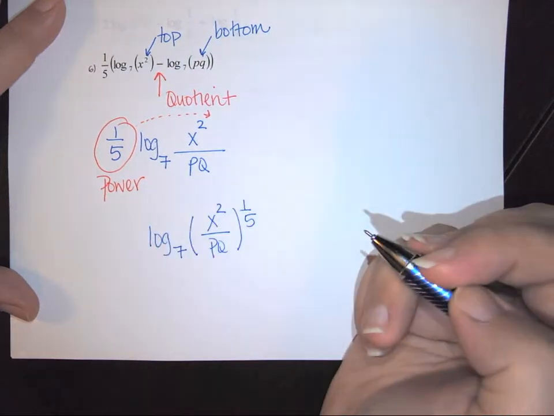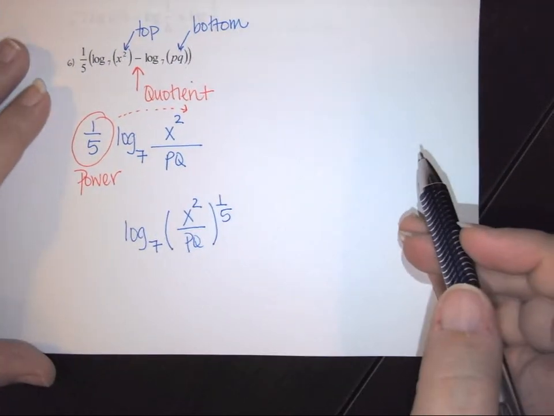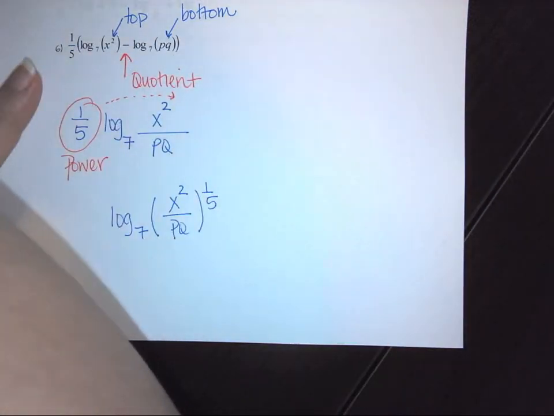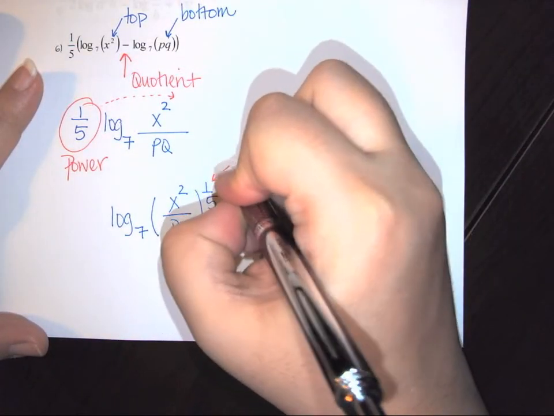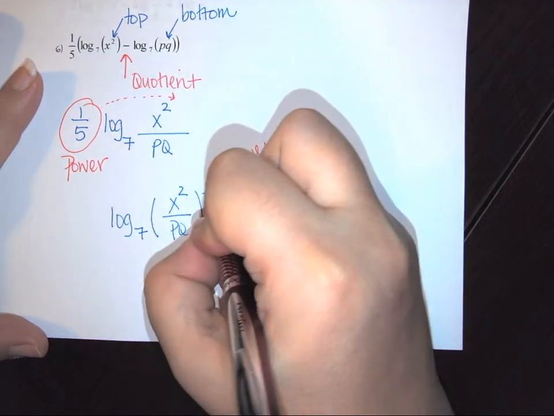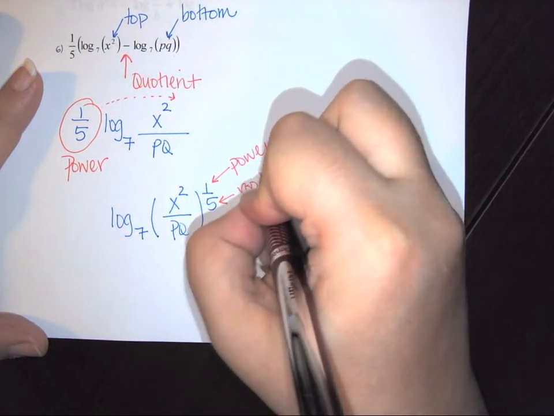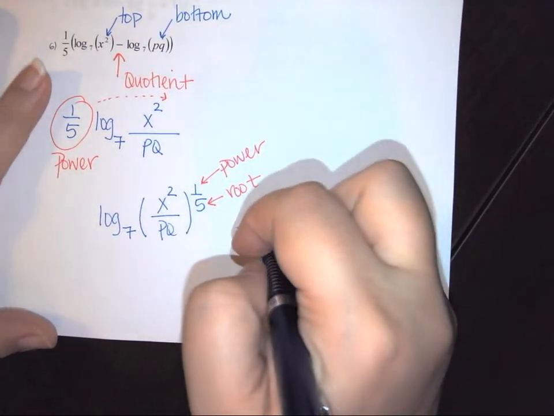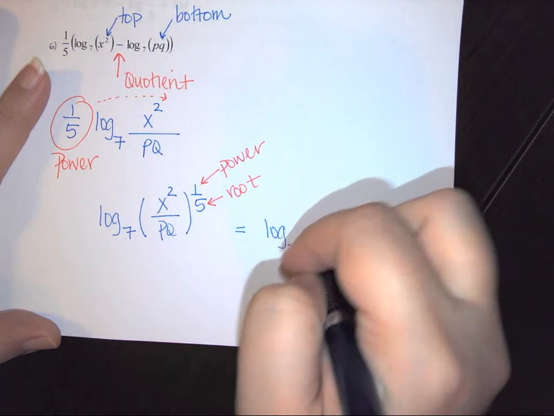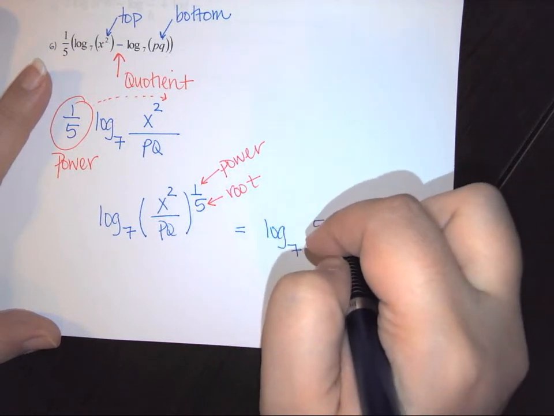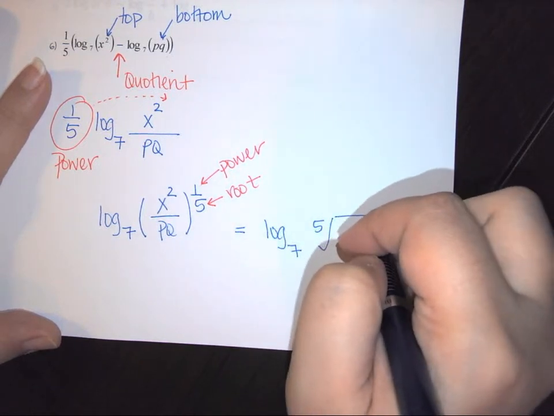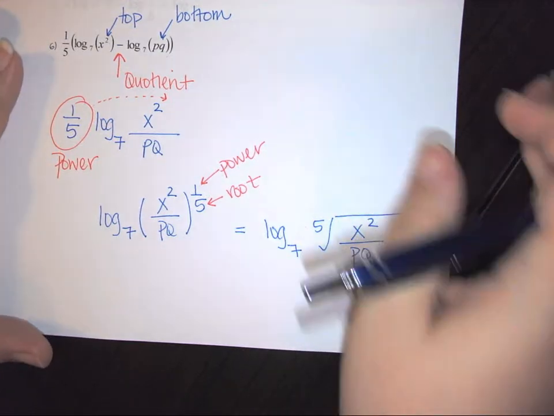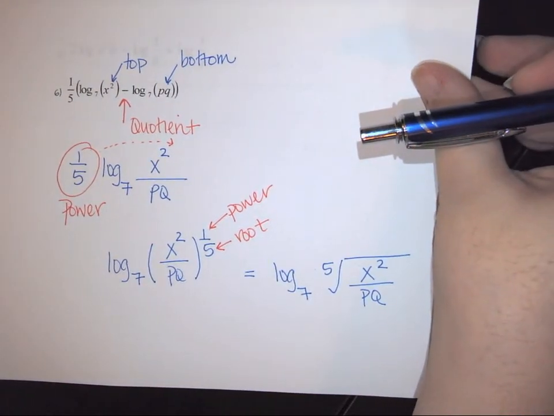to the 1/5. And the other thing that we can do with that is remember that our fractional powers also have meaning, where the top here is your power and the bottom here is your root, which means we can also rewrite this one to be the log base 7 of the 5th root of x squared over PQ. Okay, so that is one way to condense that one down.